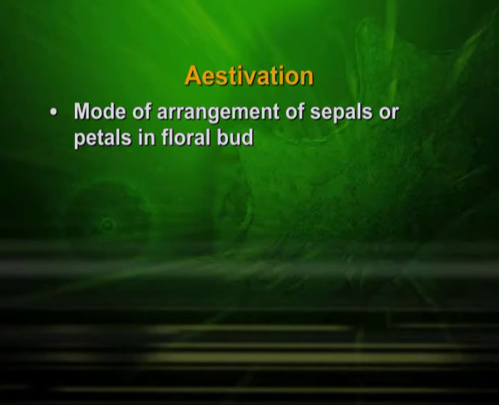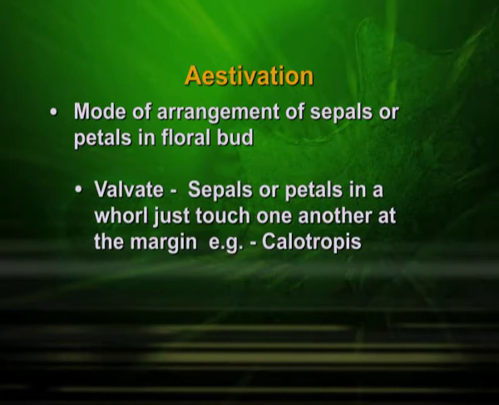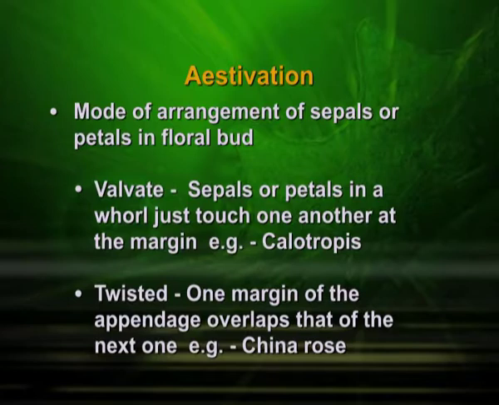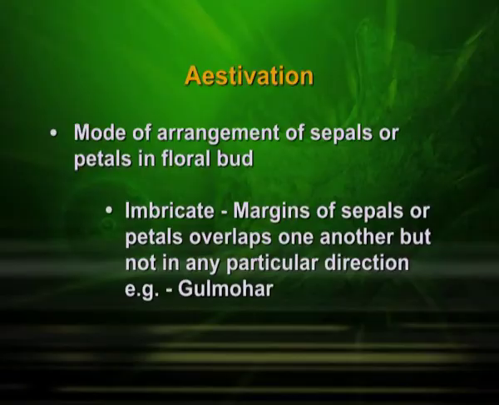The mode of arrangement of sepals and petals in a floral bud is called estivation. There are different types of estivation. Valvate estivation. In this, the sepals or petals in a whorl just touch one another at the margin. In the twisted one, the margin of one appendage overlaps that of the other one. If this is one margin, the other margin will overlap. Such a type of estivation is called twisted estivation. The next is imbricate. Here, the margins of sepals or petals overlap one another, but not in any particular direction.